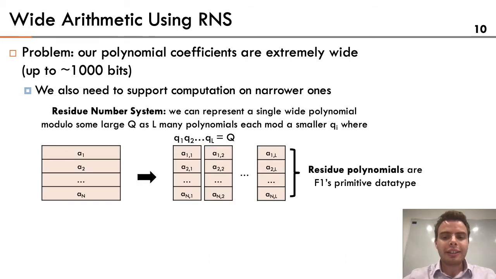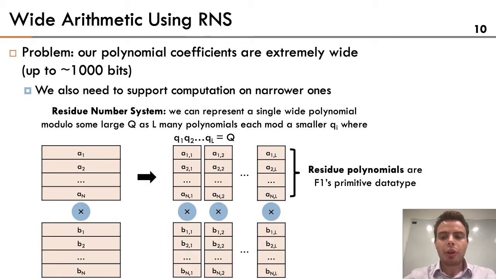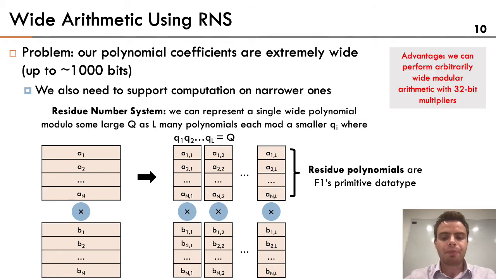We use a classic cryptography trick called the residue number system, RNS, where instead of representing each coefficient as a 1,000-bit number, we represent it as many coefficients, each modulo a smaller prime. To apply operations to the wide polynomial, we can simply apply those same operations independently to the corresponding pairs of residue polynomials. Using RNS allows us to perform wide polynomial arithmetic using 32-bit data paths. Furthermore, it allows us to efficiently perform computations at different bit widths. We don't have some fixed 1,000-bit multiplier. If we want to compute on something narrower, we simply have fewer residue polynomials to compute on.